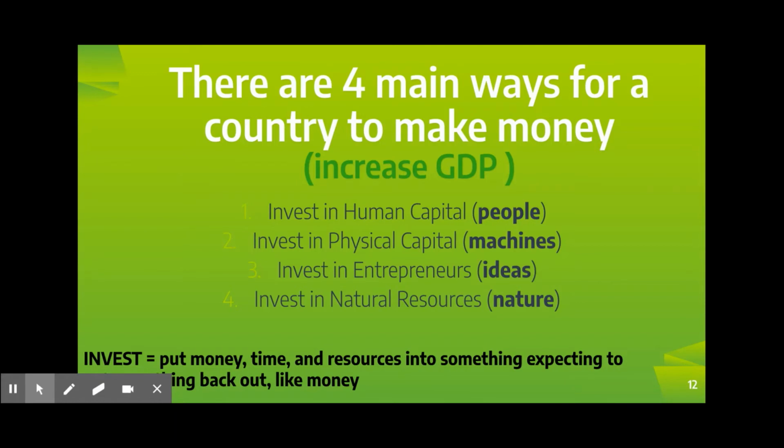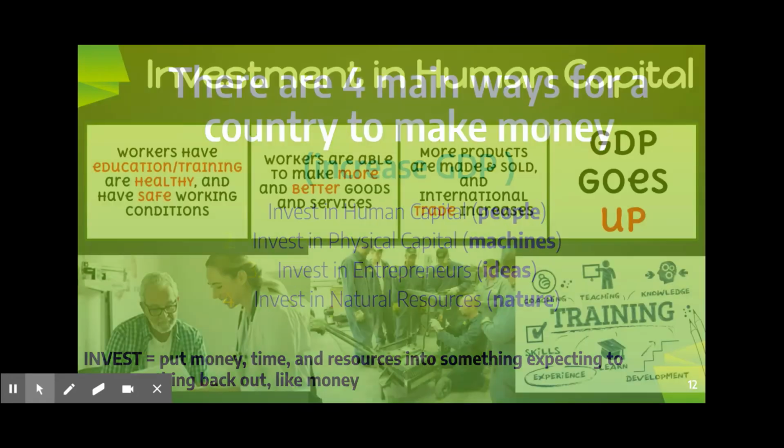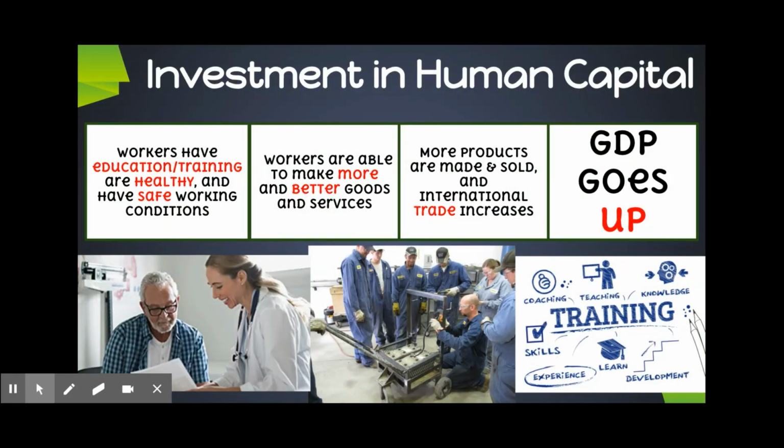So when you invest something, you put your money, time, and resources into it, expecting to get something out. So the first way is investment in human capital. When you invest in humans, workers have education and training and are healthy and have safe working conditions.